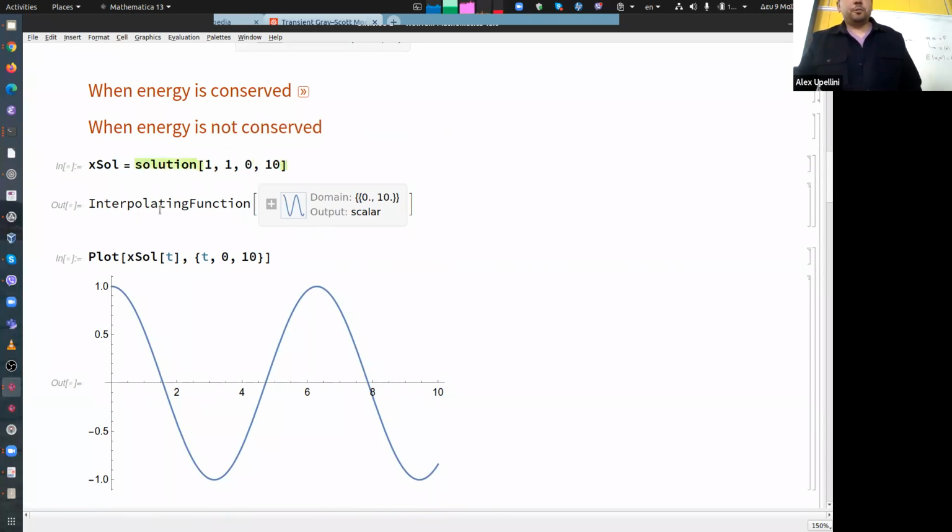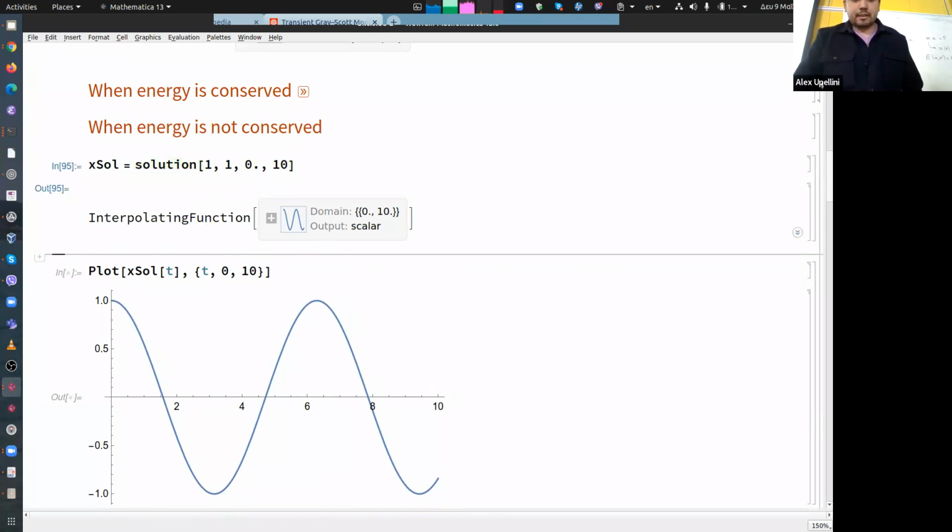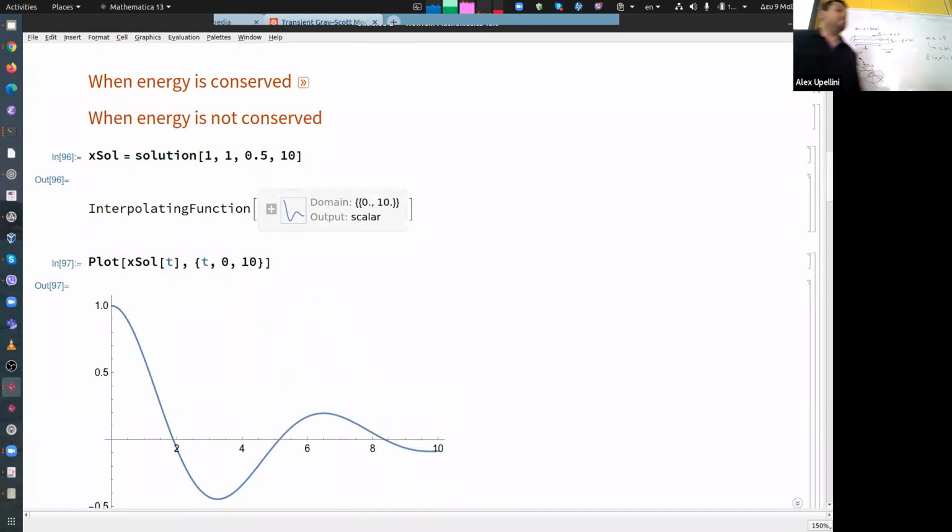And I have to introduce a small gamma coefficient, maybe 0.5. Now the energy is dissipated, so the amplitude of the oscillation is smaller and smaller. So the mass does this. Okay.